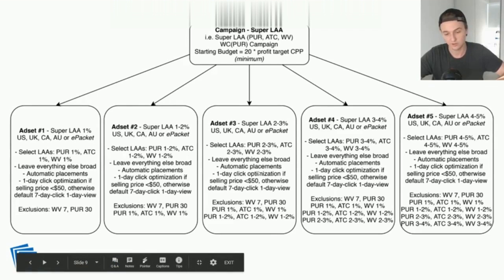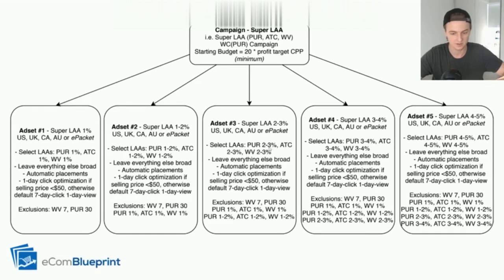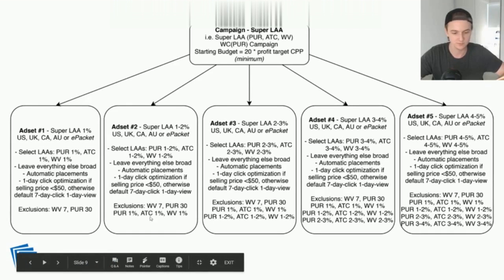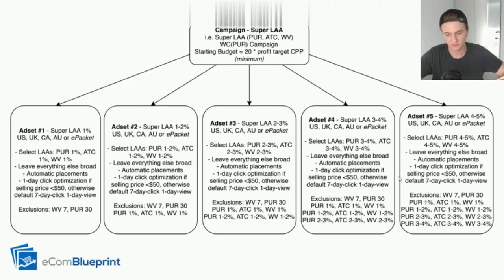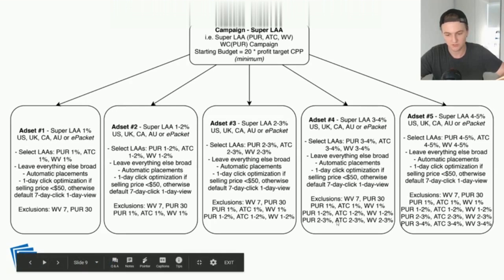And then for the third ad set, it's the exact same thing. You select the 2 to 3%, leave everything else broad. And then the exclusions are the same. And then you're just adding on the 1 to 2%, right? And then same thing with ad set number 4. It's the 3 to 4% one. Everything else is the same. And then you're adding on the 2 to 3% in the exclusions. And then for ad set number 5, same thing, you exclude the 3 to 4% as well. So, each ad set gets more and more exclusions. This is just to avoid any overlap whatsoever.